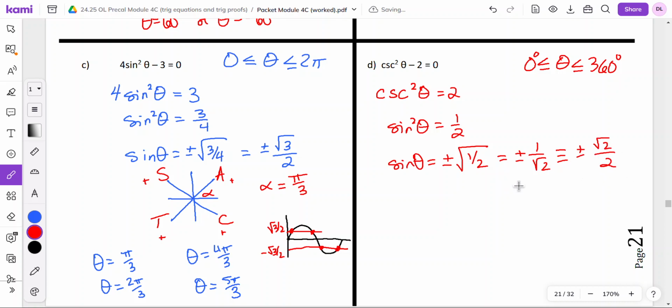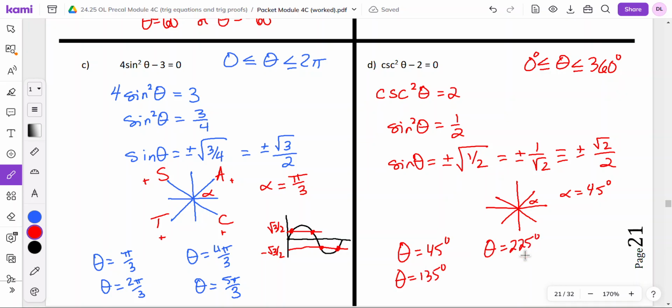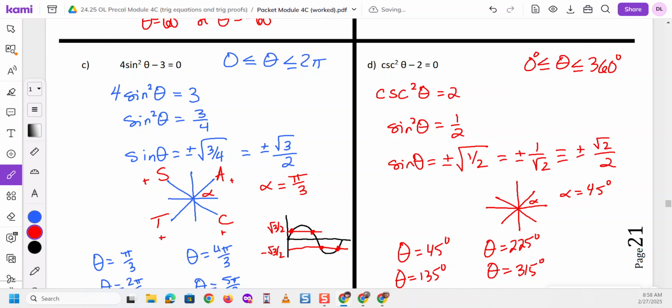So unit circle, same idea. We know we're going to be in all 4 quadrants. We know our reference angle is going to be based on 45 degrees. And so our solutions here are going to be 45 degrees, 135 degrees, 225 degrees, and 315 degrees from our unit circle.